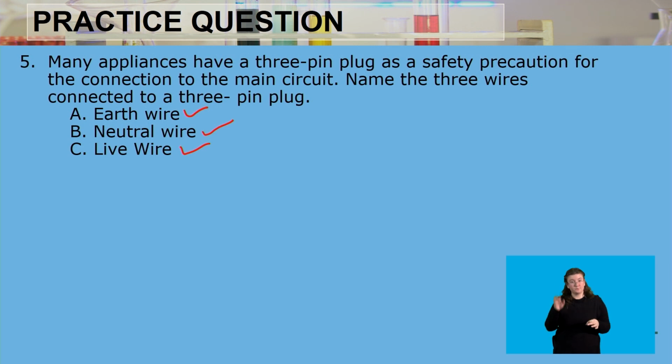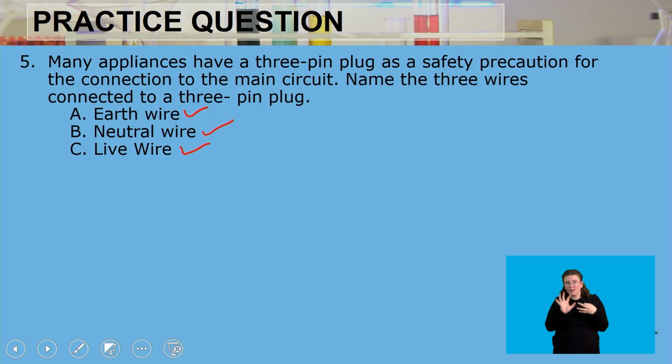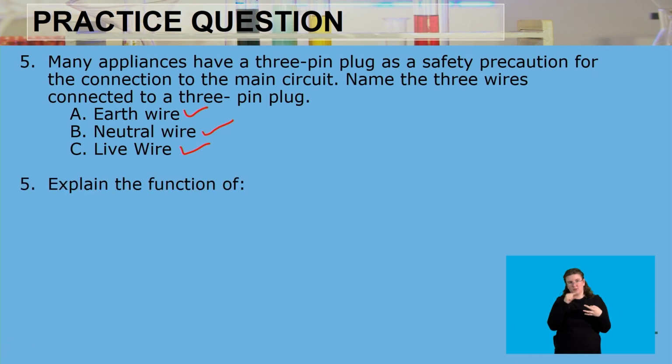Remember that each of these wires is different in terms of its color coding. One is brown, the other one is green or yellow, and the other one is blue. So we need to know each of these wires in terms of their color coding and also their names in terms of what they are doing.